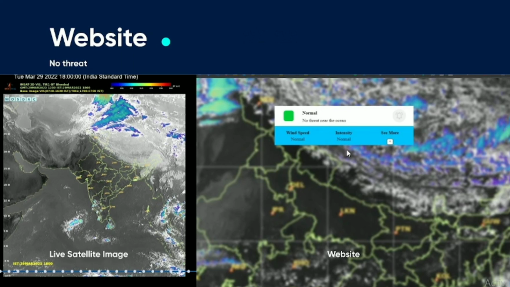So basically our website will be collecting these live images, and if it detects that there is a chance of a cyclone, it will try to predict its intensity and showcase that. It will also make a time lapse video by collecting those images if a threat is detected. But if there is no threat, this is what our website will look like.